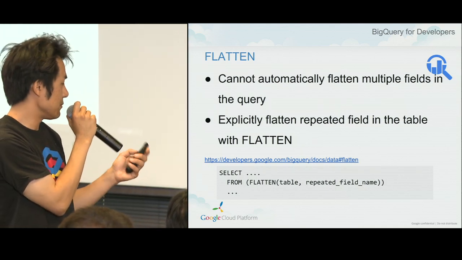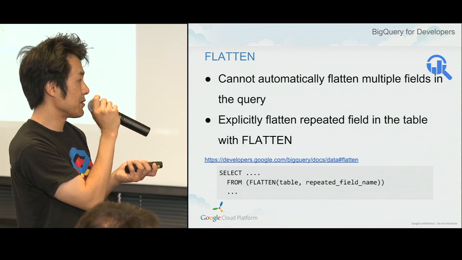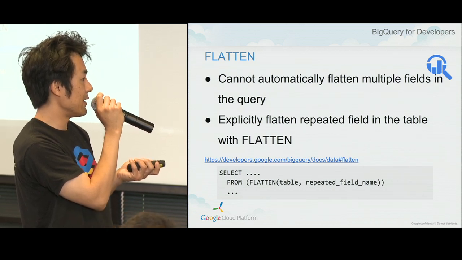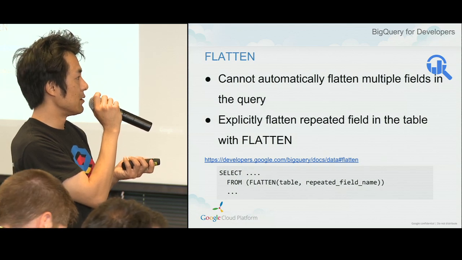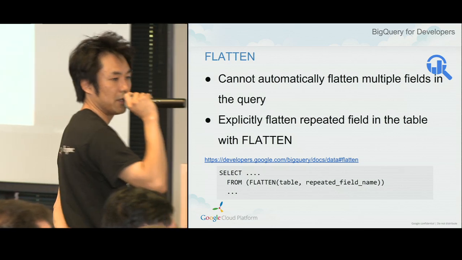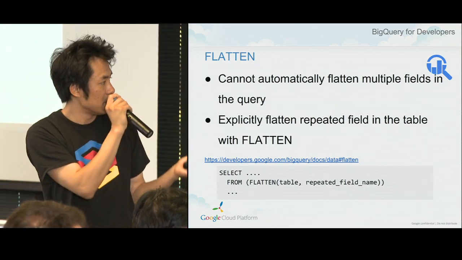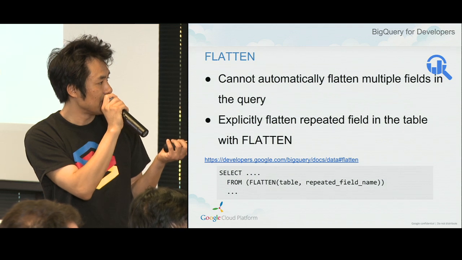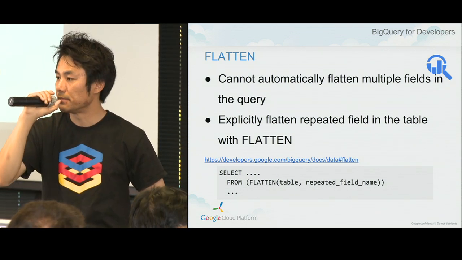When you select from the table, we can explicitly flatten this table by the repeated field name. So as in my previous example, if you have two repeated fields, you flatten one of them first, and then the other one is flattened automatically.